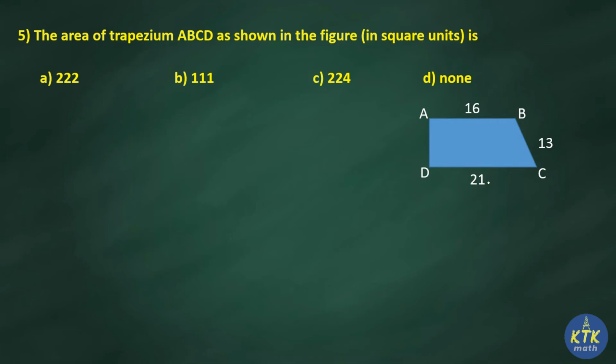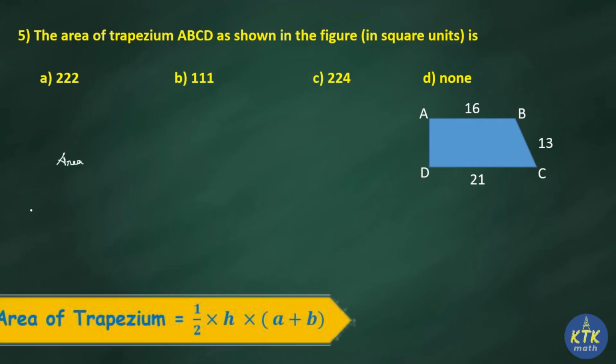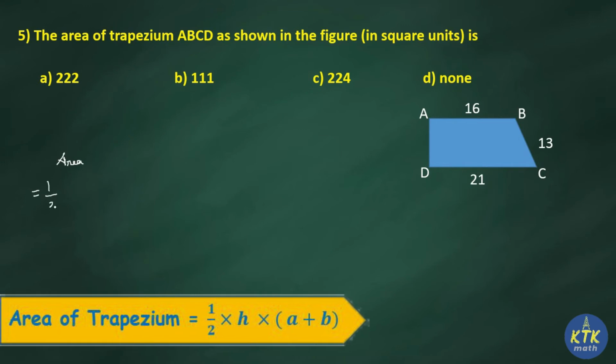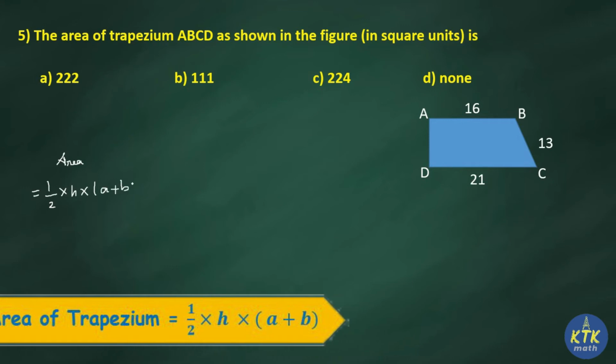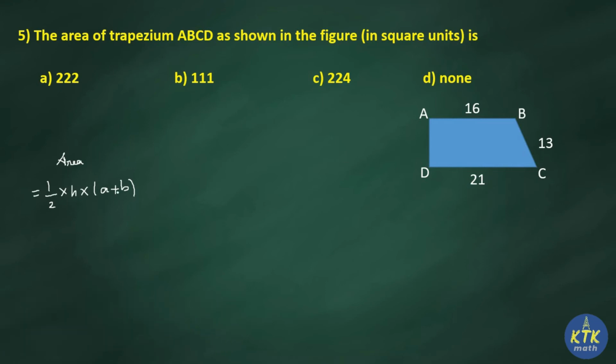So we know, what is the formula for finding the area of a trapezium? Area of trapezium is half into h into a plus b. So to find the area of a trapezium we need these three values: height, and a and b, the parallel sides. So here a and b, 16 and 21, are given.